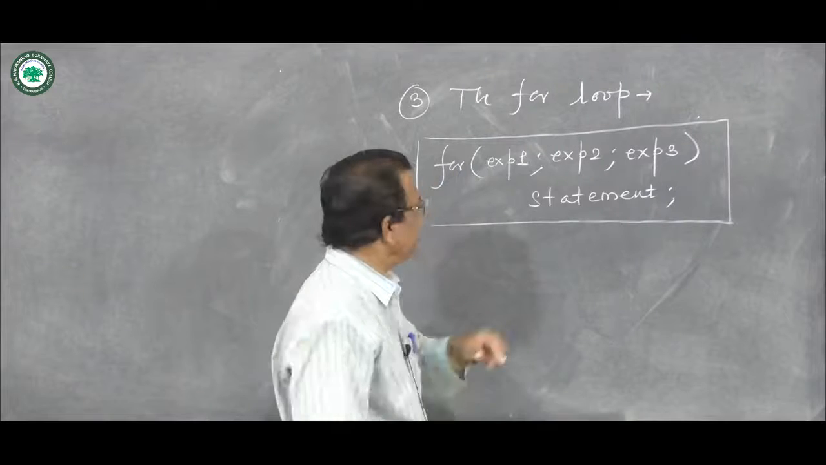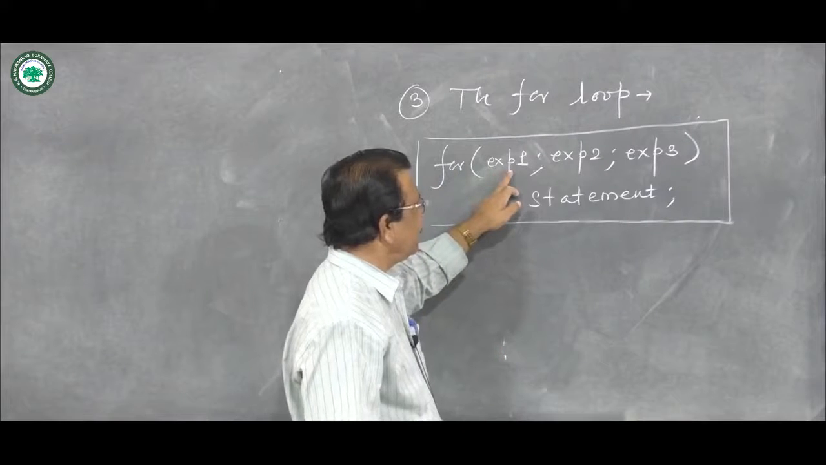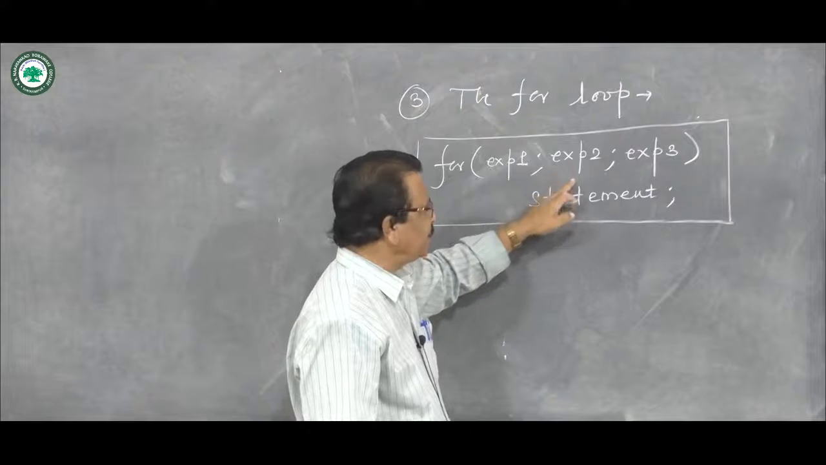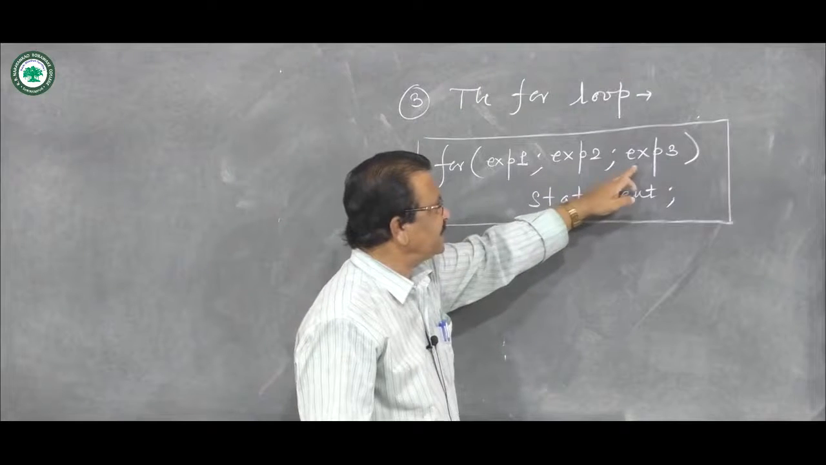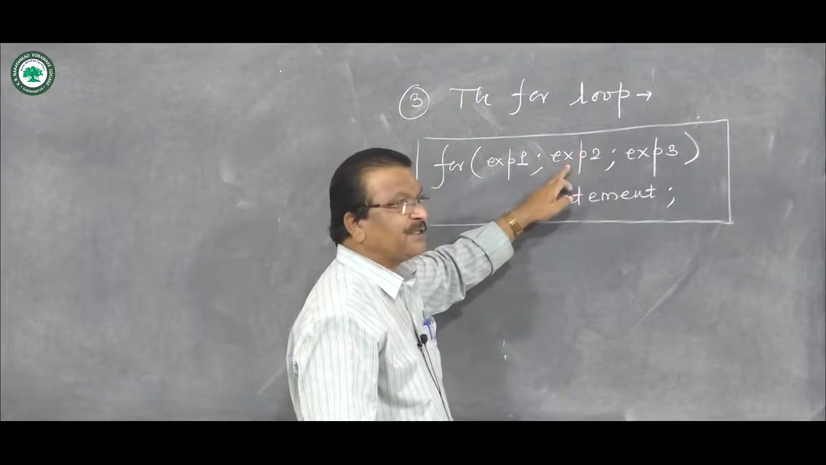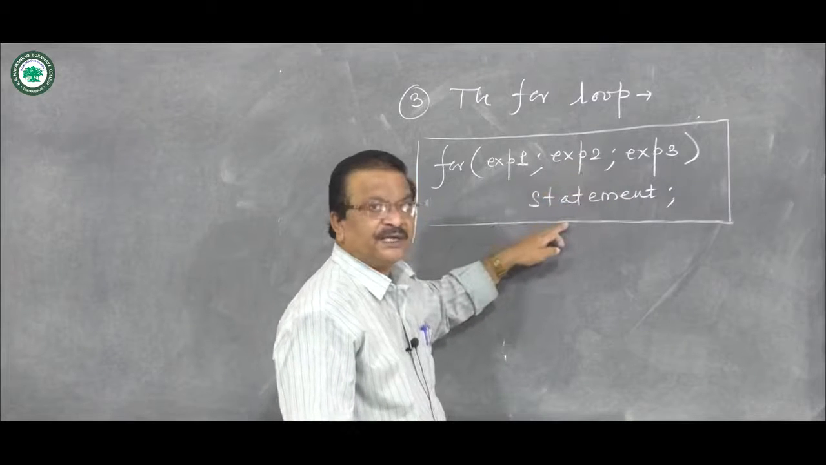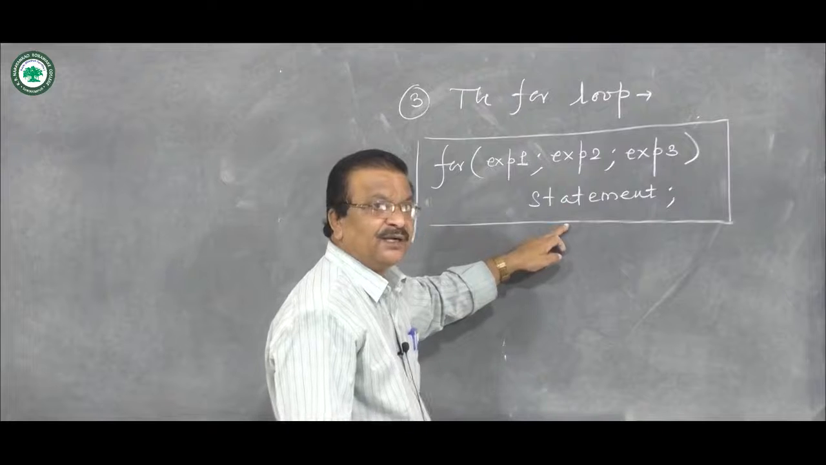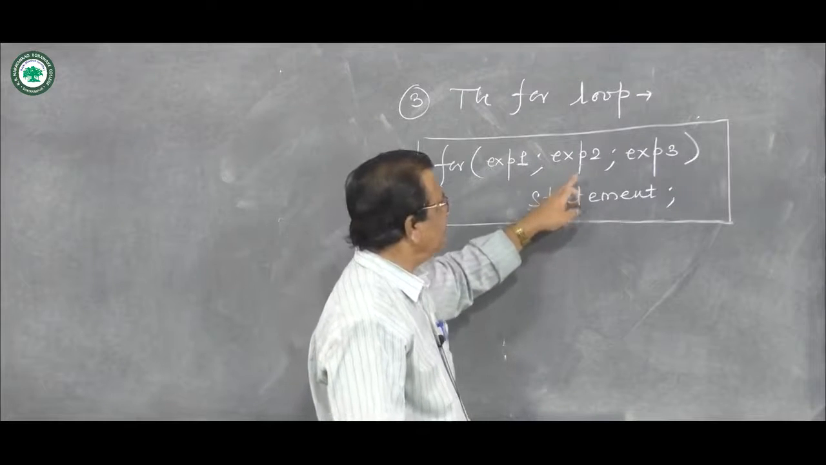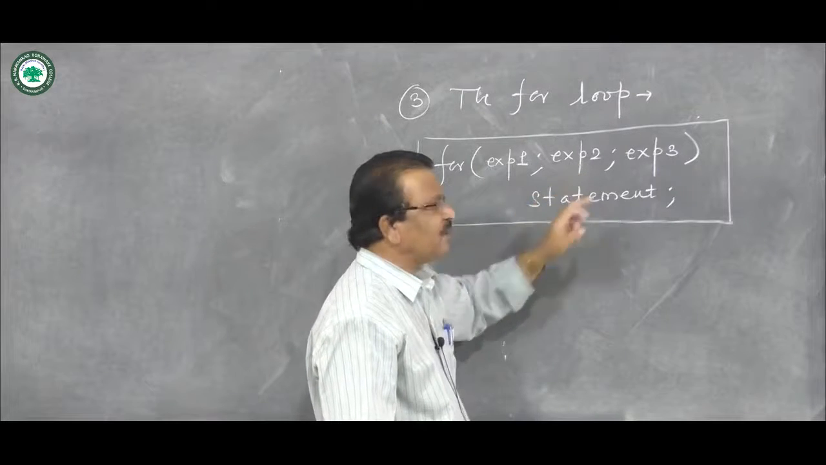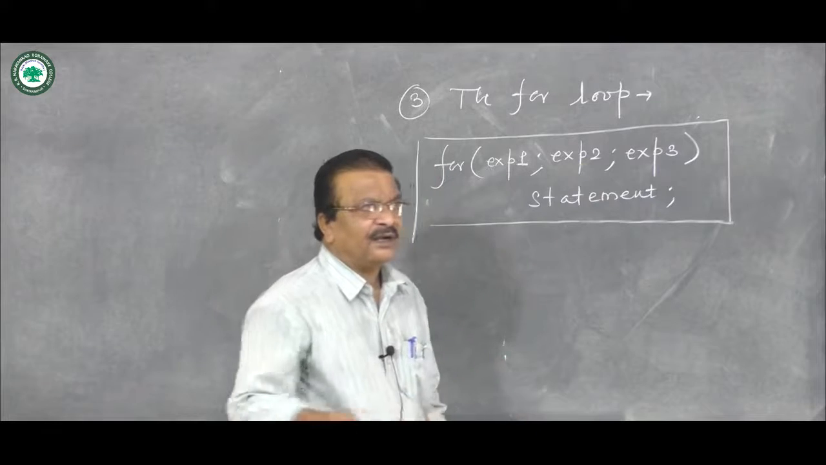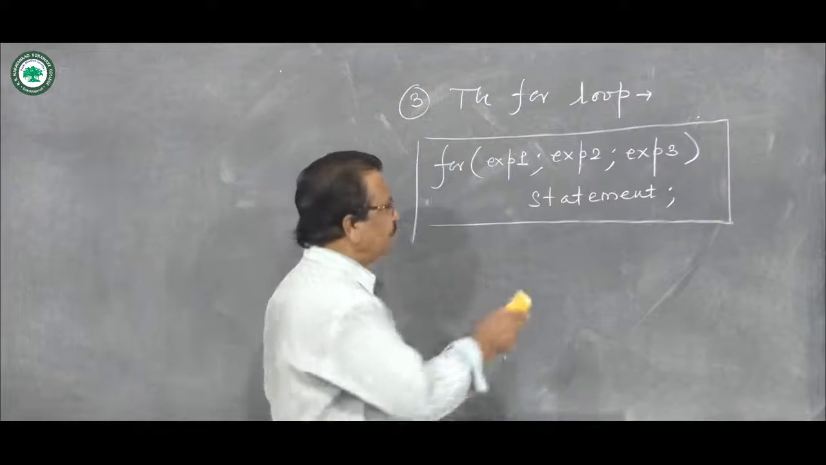I will repeat. Expression 1 is evaluated first, then expression 2. If it is true, then the statement, then expression 3, then again expression 2, and so on. So long as expression 2 is true, the statement is repeatedly executed, and the moment expression 2 becomes false, the loop is terminated and control comes out of the loop.